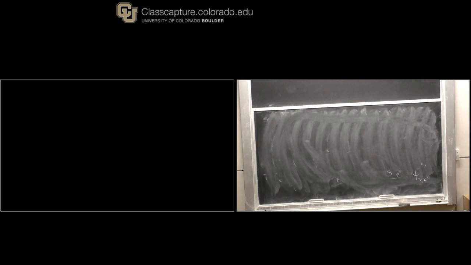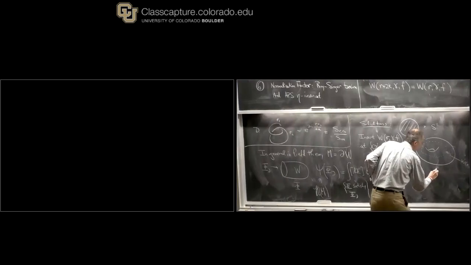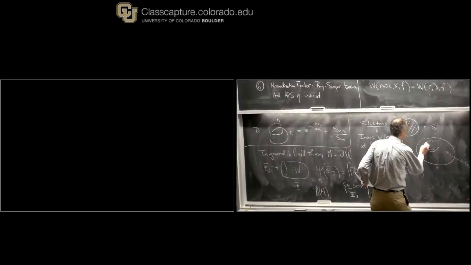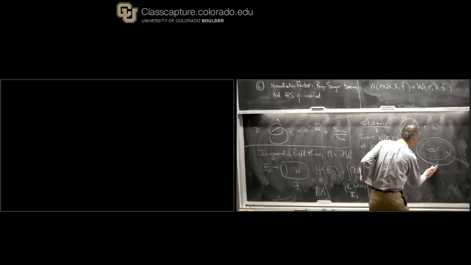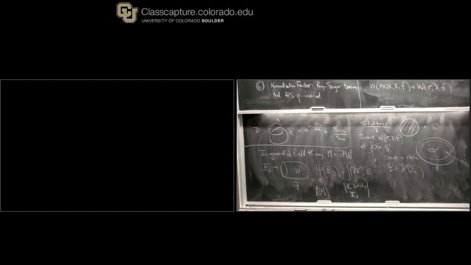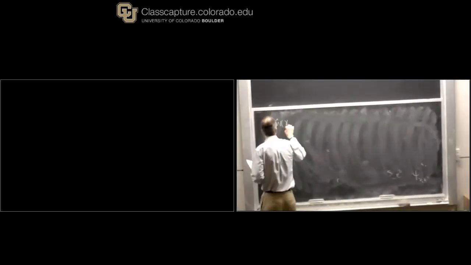So here's the A cycle in blue. And this is the B cycle. This is the A cycle. Okay, so now imagine acting with W hat of gamma sub B. I guess I'm calling it gamma sub B. And this is gamma sub A.